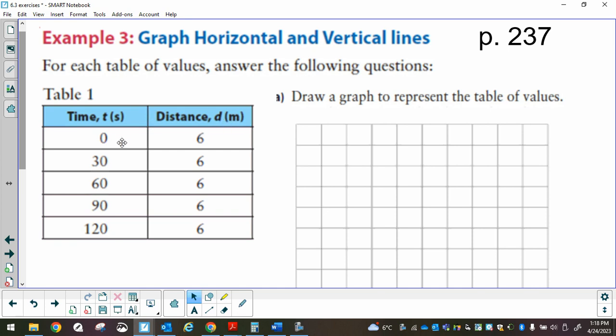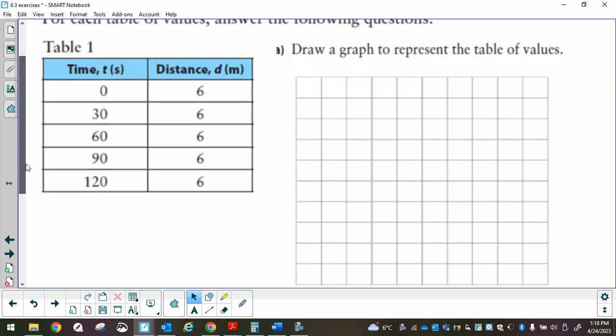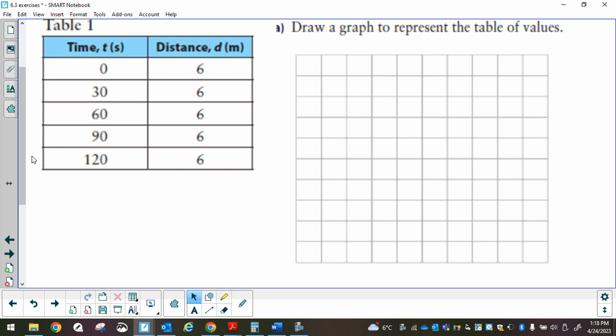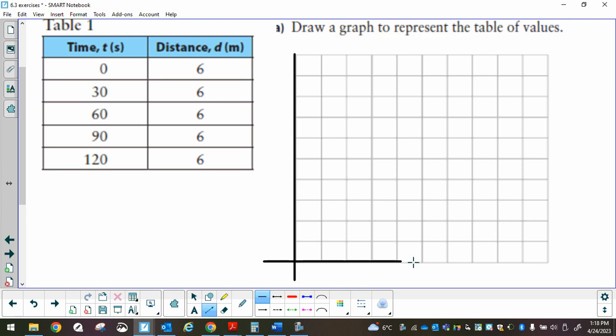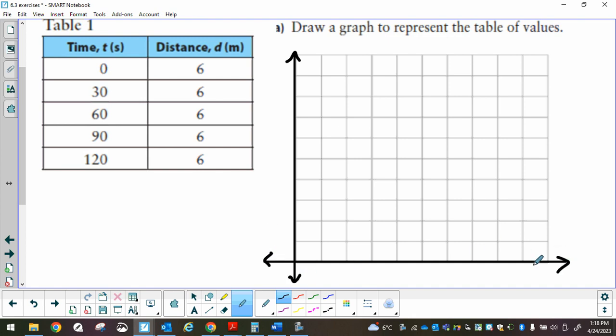And the first thing I noticed that's kind of different, and we looked at this a little bit yesterday, distance is always 6. So even though time varies, distance does not. It's always 6. So they ask us to draw a graph to represent this data. So first thing we want to do, you can use a ruler. Do this with me. Create some axes, arrows on the end to show the lines continue.